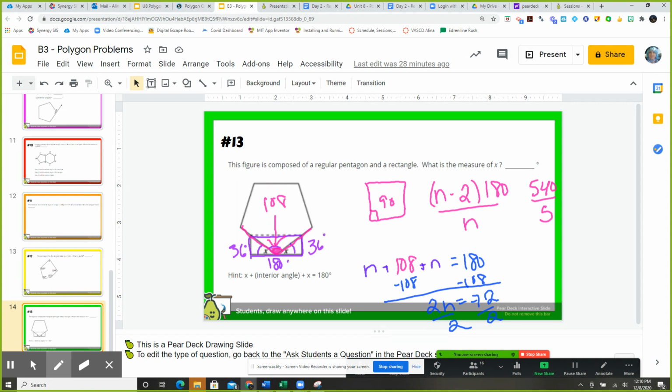Slide number 5. I'll go past slide number 5 as well. Can you go through the first 5? I can, absolutely. So does everybody have 13?